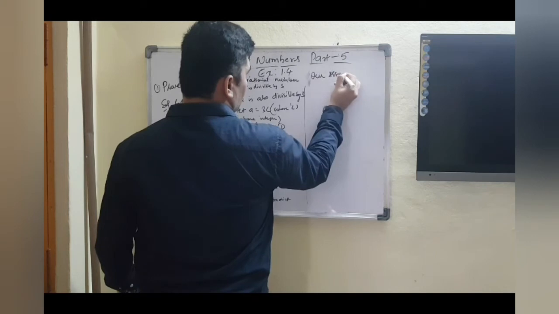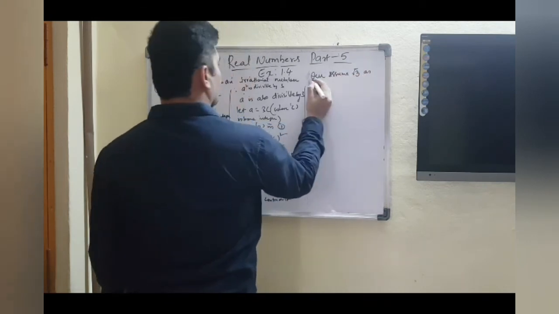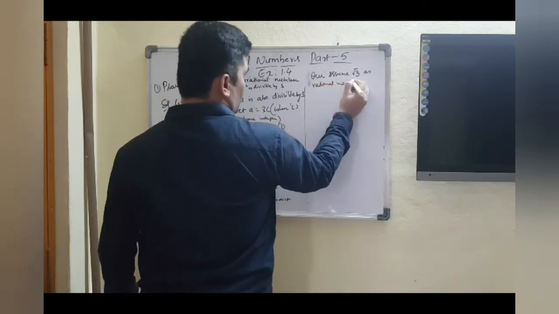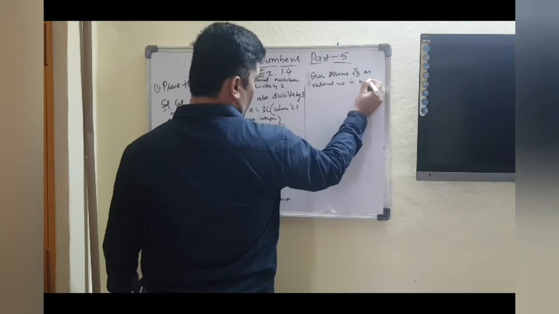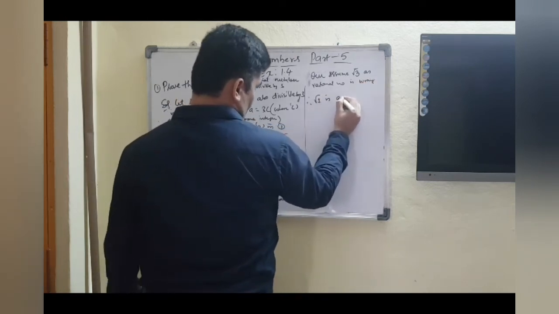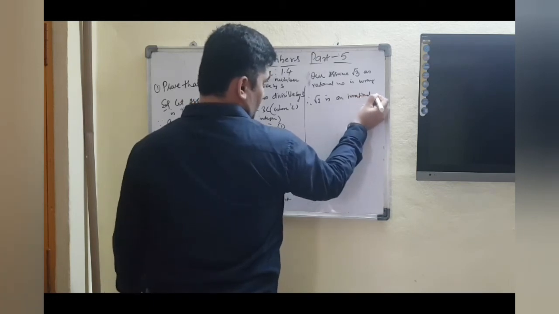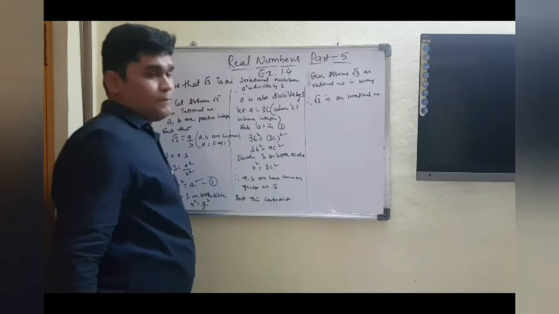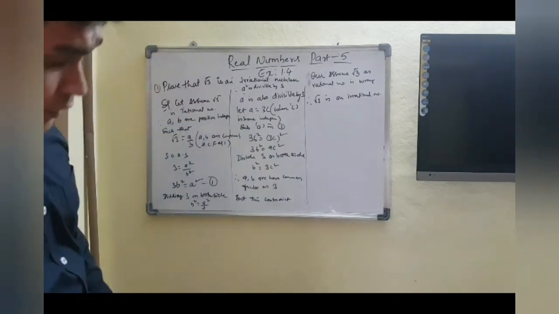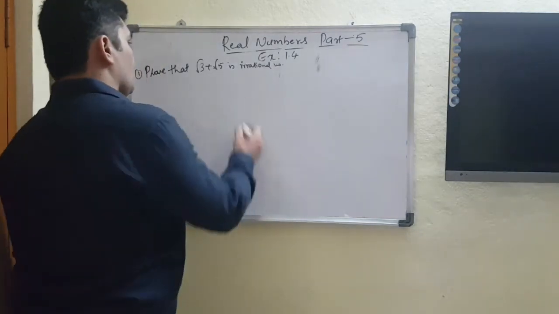our assumption that root 3 is a rational number is wrong, therefore root 3 is an irrational number. Hope you understood now. Copy. Now let's do one more problem based on this.